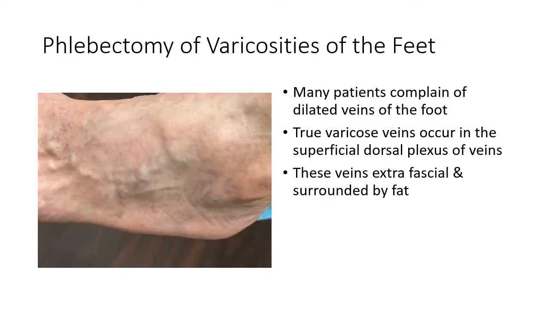Many patients complain of dilated veins in the foot. True varicose veins occur in the superficial dorsal plexus of veins. These veins are extrafascial and surrounded by fat. Usually these veins develop after a long course of saphenous insufficiency. Now, as you'll see in the further slides, these aren't really from the saphenous vein, but are connected to the saphenous vein by branches. The saphenous vein itself is connected to the deeper arch, which we'll discuss.